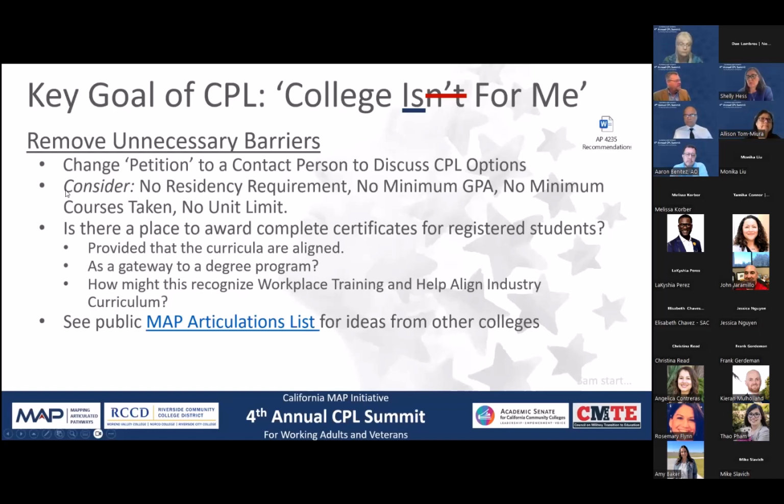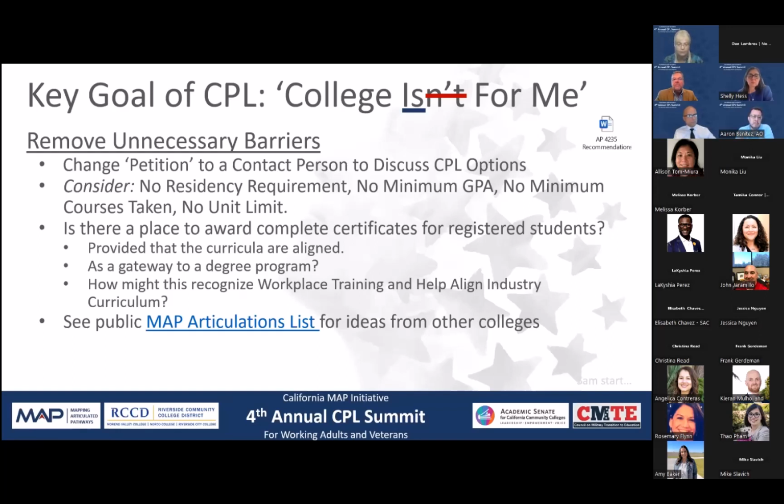And the other, we talked about this in our last session too, is consider eliminating roadblocks. And we have the AP 4235 recommended model also in the Padlet for you to consider revising your AP. And then the next one is, is there a place to award complete certificates? This goes back to your AP 4235.